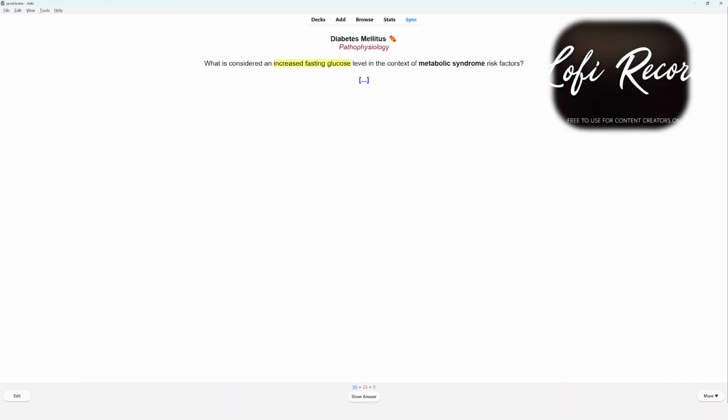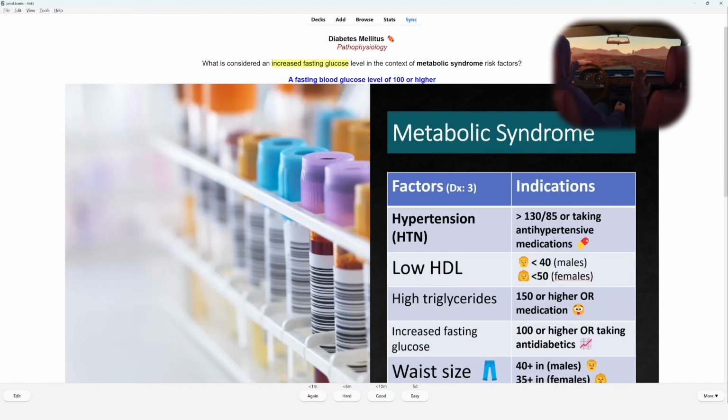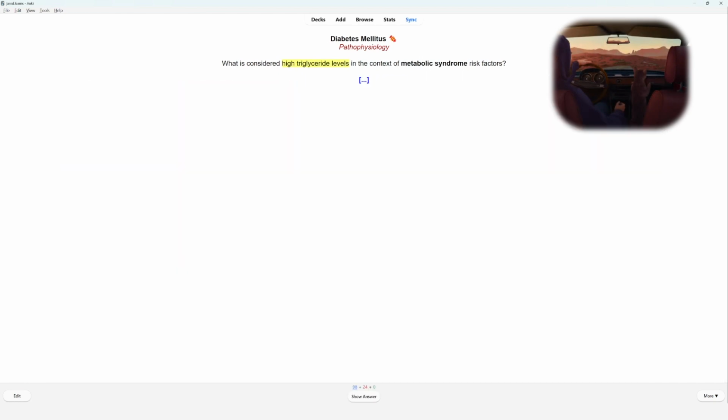What is considered increased fasting glucose? Over 100. Yep. High triglyceride over 150. In the context of kidney-related complications, what condition results in excessive albumin excretion, hypertension, and end-stage kidney disease? That's the Kimmelstiel-Wilson nodule or nodular glomerulosclerosis.